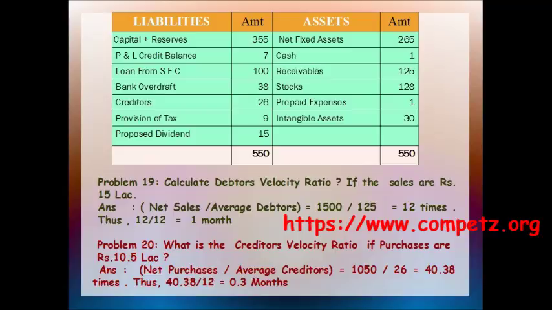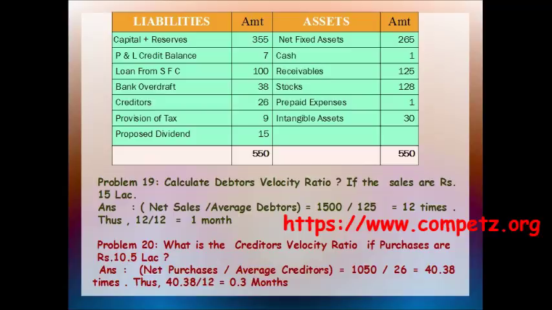Now we will quickly read the creditors velocity ratio. It is just the same, only instead of debtors and sales, purchases are included. The formula is net purchases divided by average creditors. So what is the net purchase here? 10.5, so 1050 divided by average creditors.